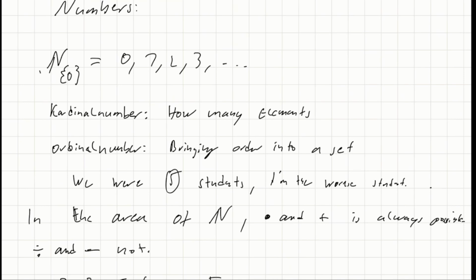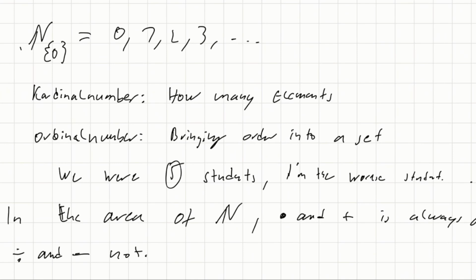The set of natural numbers is defined as 1, 2, 3, and so on. If you see the sign with a 0, this means the natural numbers include 0 as well. Cardinal numbers tell how many elements are in a set, and ordinal numbers bring a certain order into a set. For example, we were 5 students, and I'm the worst student. The cardinal number would be 5, so 5 students, and "I'm the worst student" gives an ordinal number because it gives a certain order.